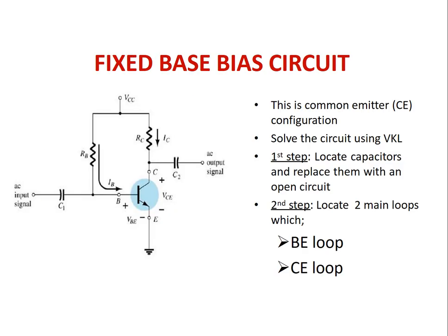Now let's see a different kind of configuration, for example the fixed base bias circuit. This is the circuit. Fixed base bias means the base is being biased through your main supply. Bias means its DC power is being supplied through the main supply here, through this base resistance. This is called a common emitter, because if you see here, the emitter is ground. We learned earlier that if the emitter is ground and the connection looks like this, it's called the common emitter configuration. To solve this, it's very simple.